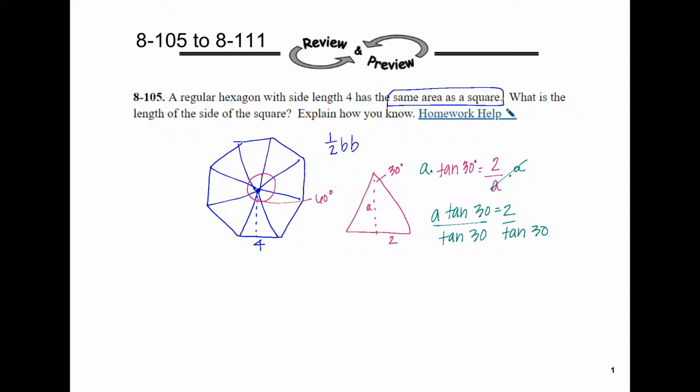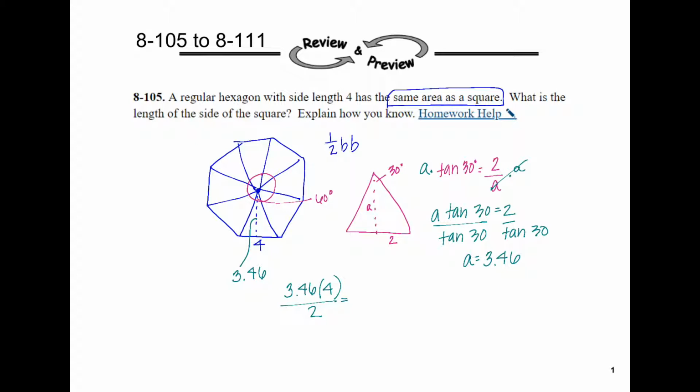Remember, your calculator needs to be in degrees, so if you get a weird number, make sure it's in degrees. And you get 3.46. This height of this triangle is also called the apothem when we are talking about polygons. So if we take 3.46 times 4 and divide that by 2, that will give us our area of our triangle.